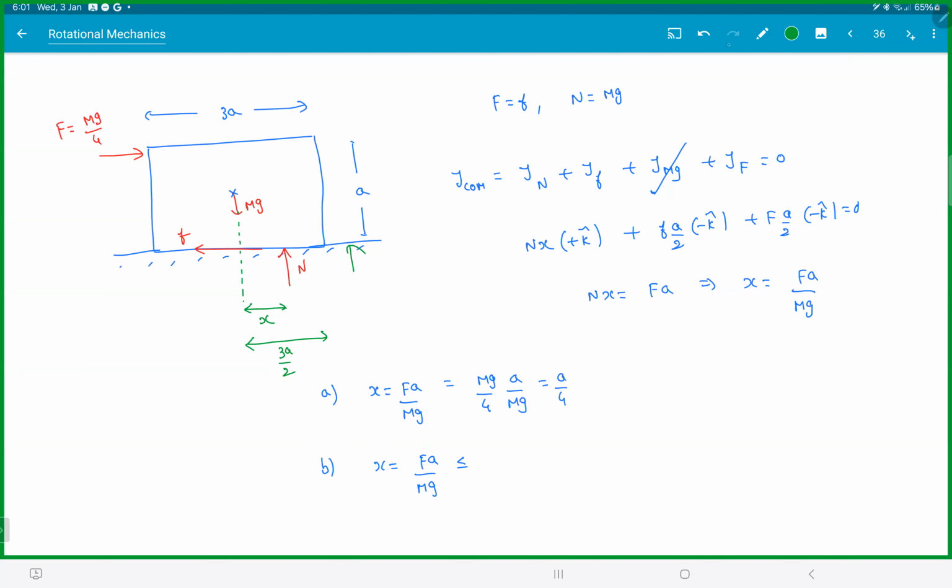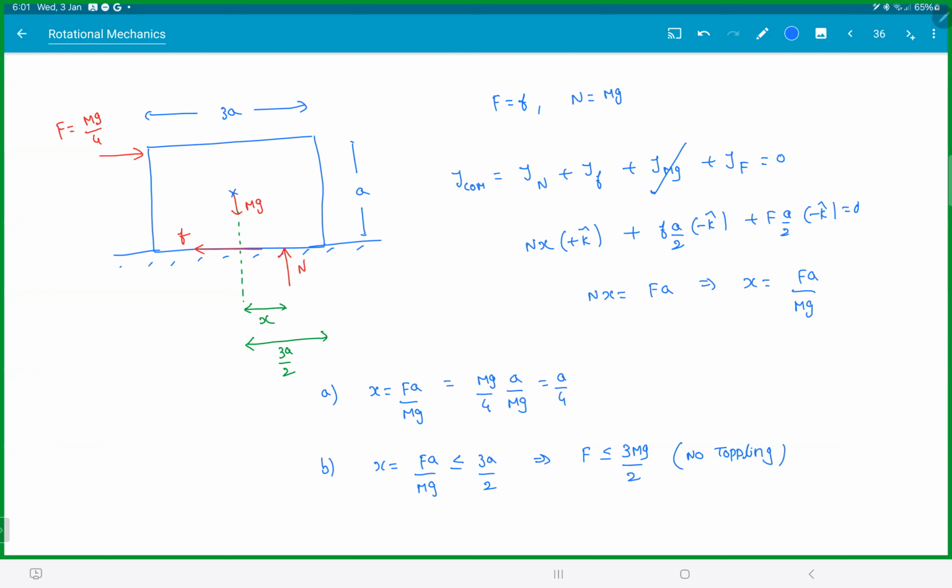N can't act outside the body. So this X value should always be less than that. This is the toppling condition. Whenever they ask you to find the maximum force or something, take it as X, solve, and say X should always be less than A by 2 in this case. So from here you end up with F less than or equal to 3mg by 2. This is the condition for no toppling. As long as that force is less than 3mg by 2, it won't topple.